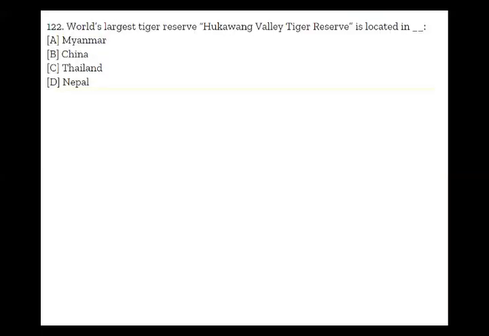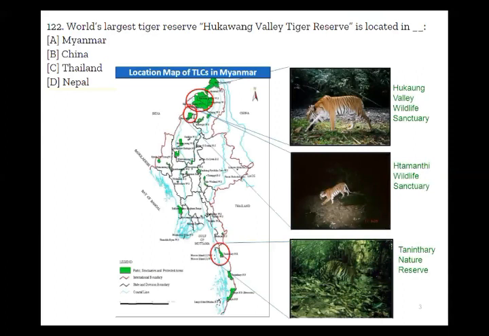The world's largest tiger reserve, Hukawng Valley Tiger Reserve, is located in which country? A. Myanmar, B. China, C. Thailand, D. Nepal. It is from Myanmar. We know the extended geographic range is adjacent to the northeastern states of India; it belongs to Myanmar. It is Hukawng Valley Wildlife Sanctuary, which possesses the highest diversity of tigers.